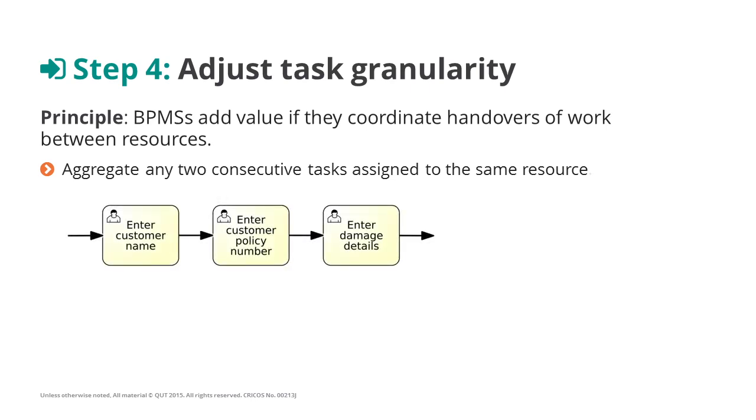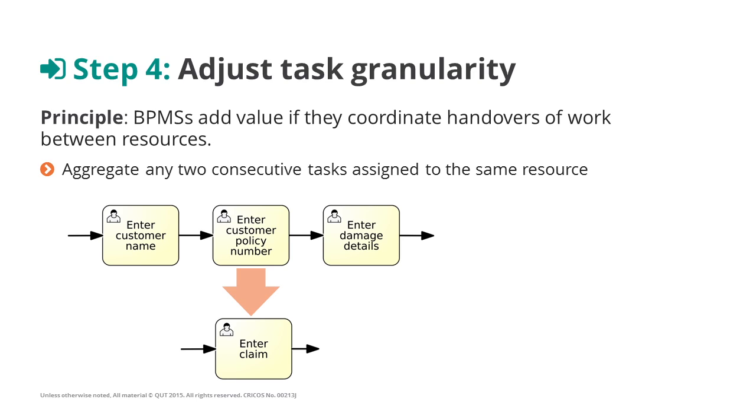Let's consider this excerpt of a claims handling process where the claim handler needs to first enter the customer name, then the customer policy number, and finally the damage details. Since it is typically the same claim handler that performs all these three operations, we can aggregate these three consecutive tasks into a single one, enter claim.